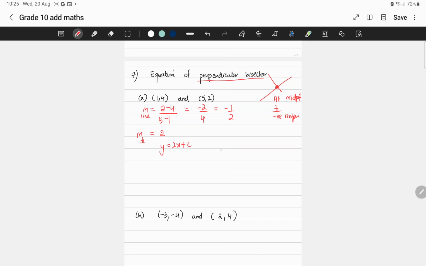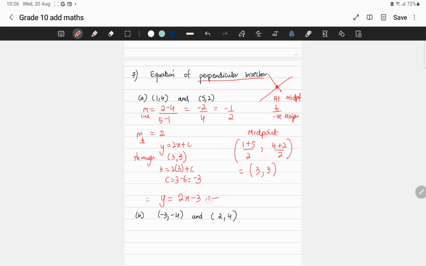L'équation vient y equal to 2x plus c. Je vais remplacer une coordinate. Là, je travaille le midpoint de ça, la ligne là. Midpoint, c'est x1 plus x2 divided by 2 et y1 plus y2 divided by 2. Vous allez avoir 3 et 3. So we're going to replace through midpoint. Through 3, y est égal 3, x est égal 3. Vous allez avoir c est égal à 3 retient 6 qui donne moins 3. Equation of perpendicular bisector is y is equal to 2x minus 3.